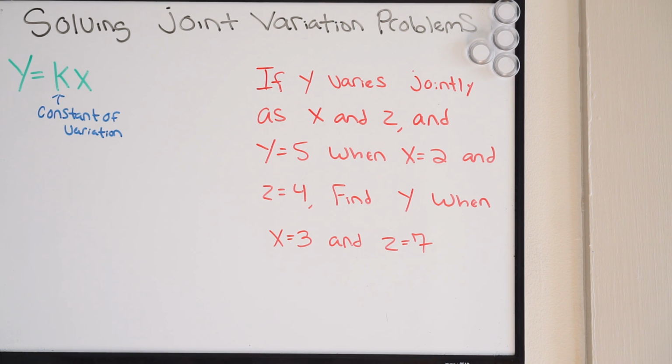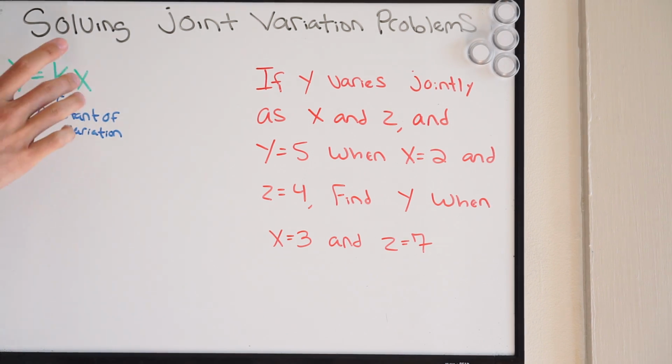So again, we're dealing with joint variation, which is a type of direct variation. And I'll say again, the only difference is that instead of dealing with one variable, we're dealing with two or more when we're talking about joint variation. Okay? So we want to go ahead and set this up and solve for k. Before we do that, we want to rewrite our direct variation equation here to better fit our problem at hand.